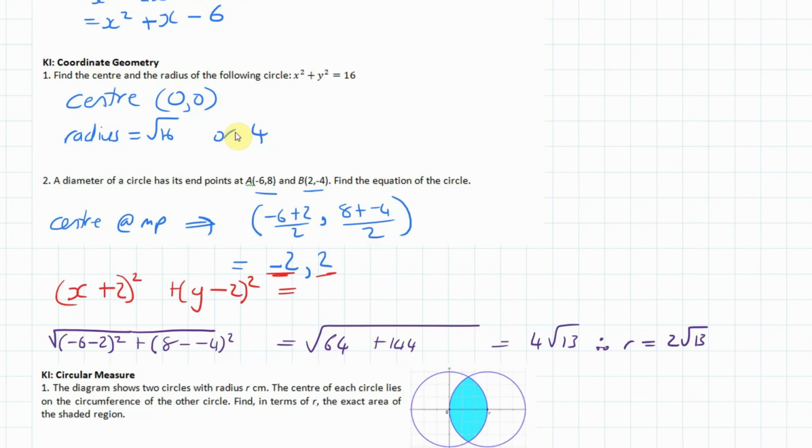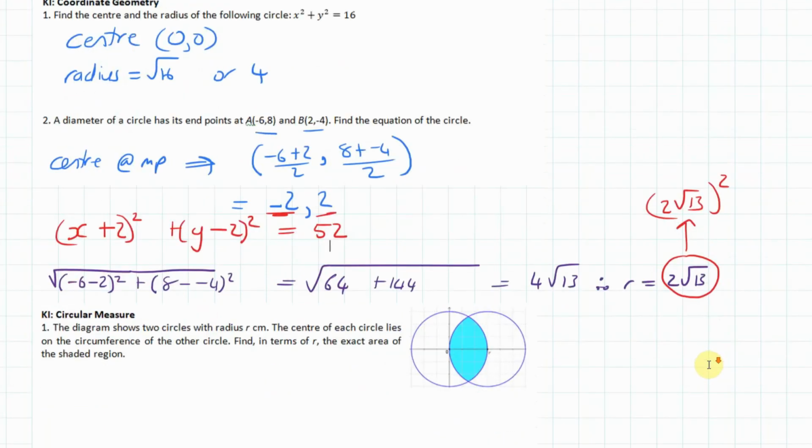Now, in our formula, the right hand side is r squared, so we're going to take this and square it, and what do we get? It'll be 4 times 13, because 2 squared is 4, and square root 13 squared is 13, so 4 times 13, which is 52. So I think we want 52 as our result for the right hand side there. Okay, well, on to the second page. We're doing circular measure.